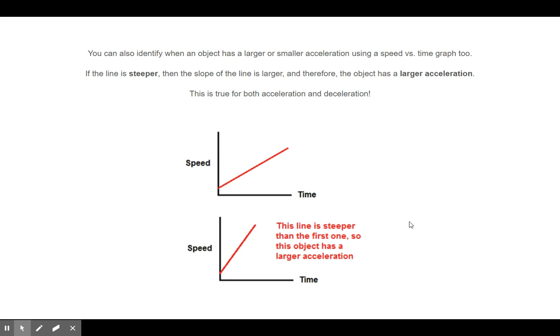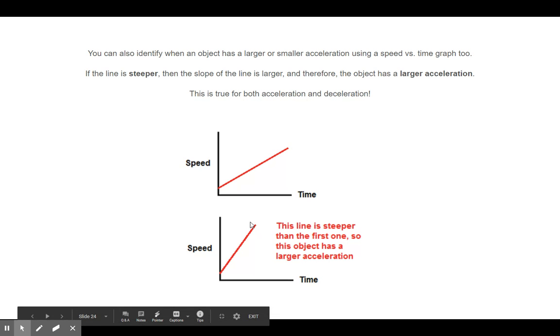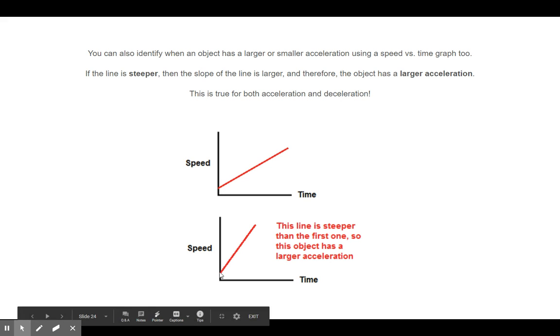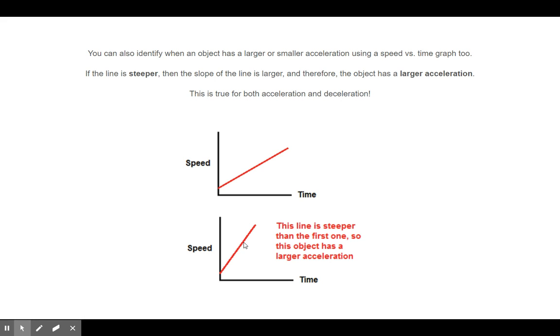You can also identify when an object has a larger or smaller acceleration by using this type of graph. If the line is steep, that means there is a larger acceleration. They're speeding up way more here than here. A slower rate of speeding up. This is a faster rate of speeding up. That's what it means by a large acceleration or a smaller acceleration.